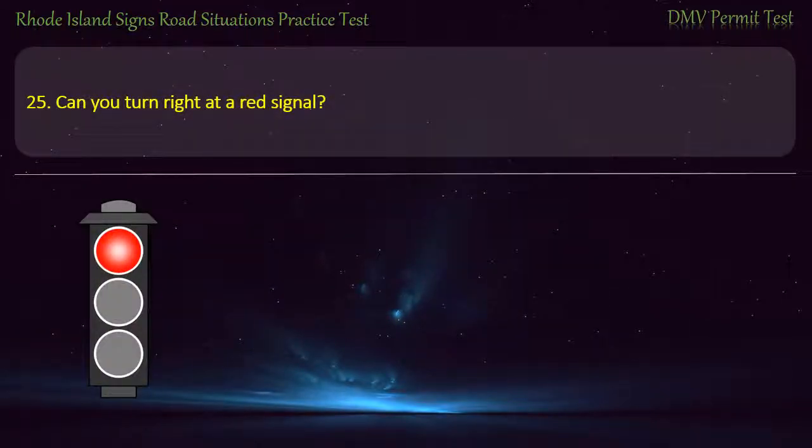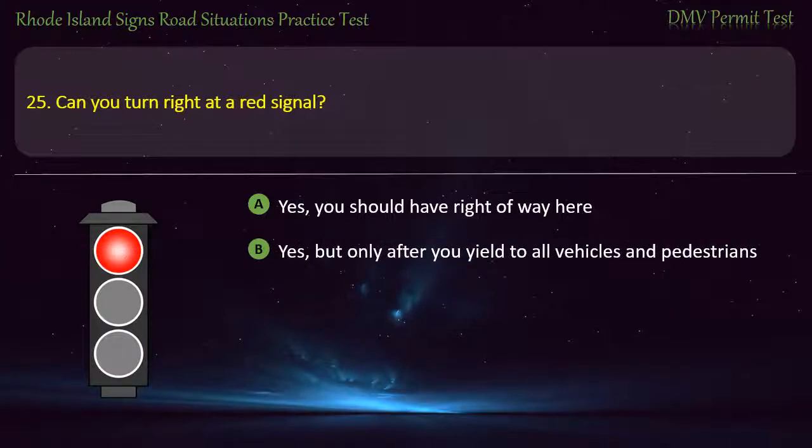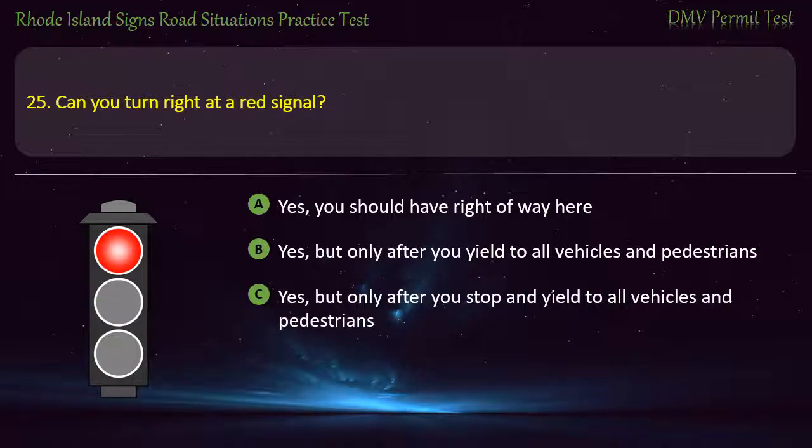Question 25. Can you turn right at a red signal? Yes, you should have right of way here. Yes, but only after you yield to all vehicles and pedestrians. Yes, but only after you stop and yield to all vehicles and pedestrians. No, not in Rhode Island. Answer. Yes, but only after you stop and yield to all vehicles and pedestrians.